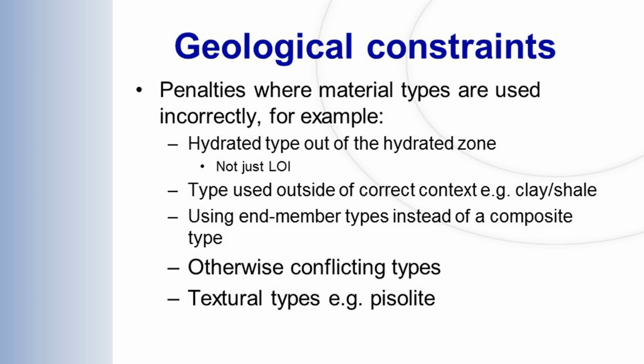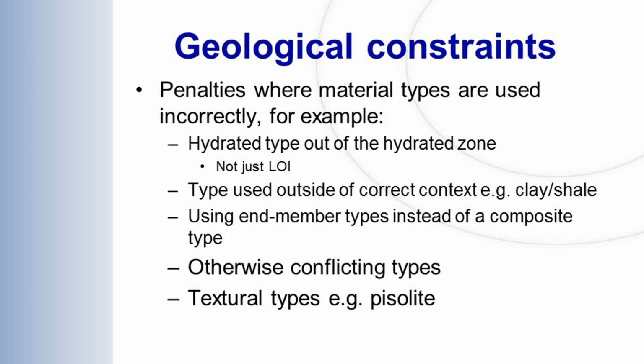So one of the examples is where it's chosen a combination of material types that we haven't seen. There are some other rules as well, such as using a hydrated type when we're outside of the hydrated zone. Some material types might have the same chemical and physical properties, but one should only be used in the hydrated zone and one shouldn't. Other conflicting types, for example, using a clay and a shale together when they should be used as markers for different parts of the stratigraphy.